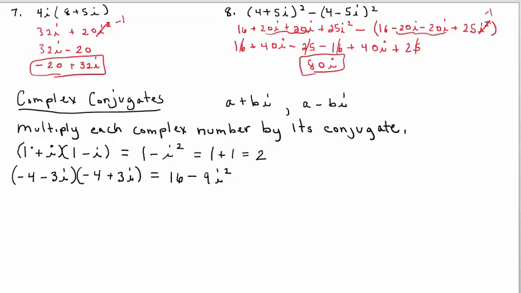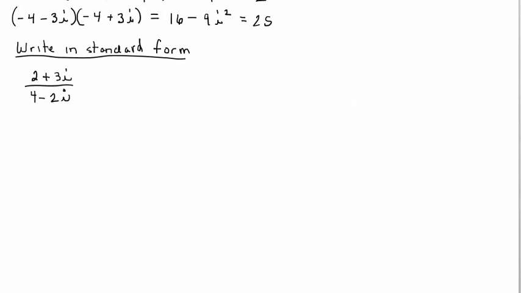All right, so take a look at this example. The only directions are to write in standard form. You might remember that standard form means we have to write the answer as a plus bi. That's all it tells us, so we have to know standard form means a plus bi. When you look at this problem, it's a quotient. That's not even near standard form. We've got to get rid of the fraction.